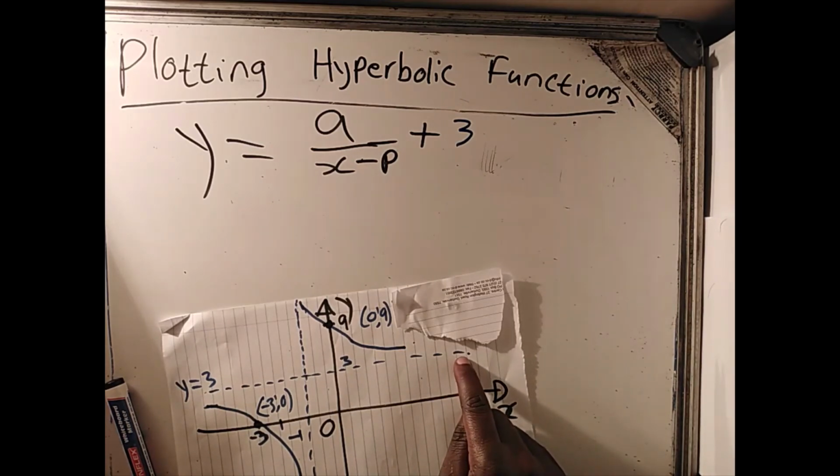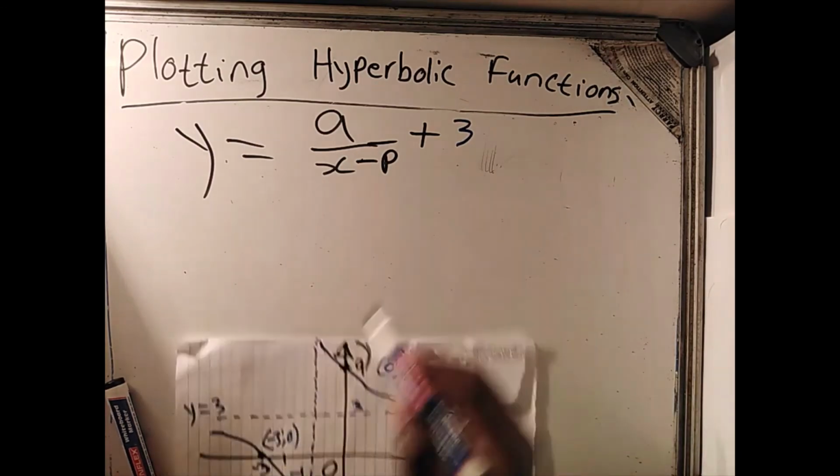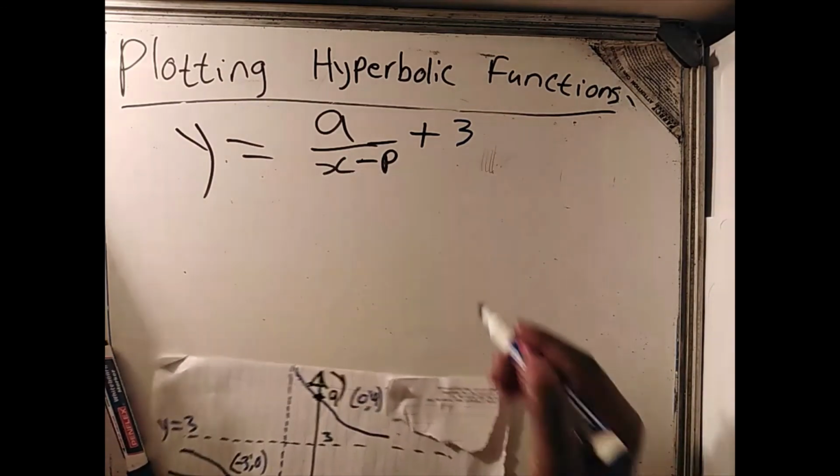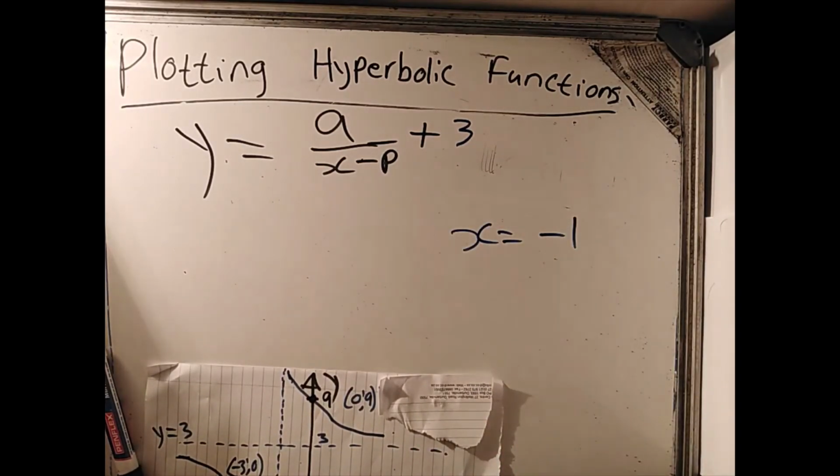Now let's take the vertical asymptote. What is a vertical asymptote? Here it is, it's x is equal to minus 1. So it's x is equal to minus 1. So what would we do?